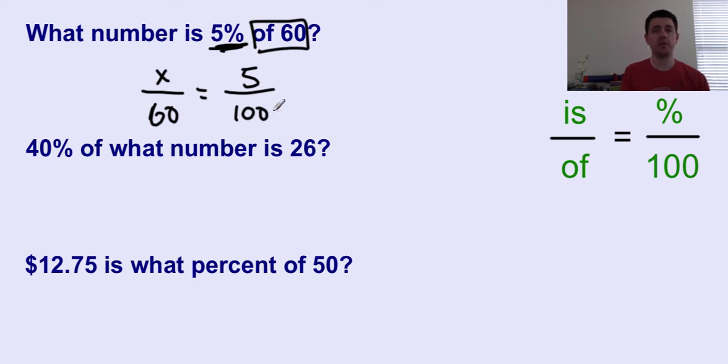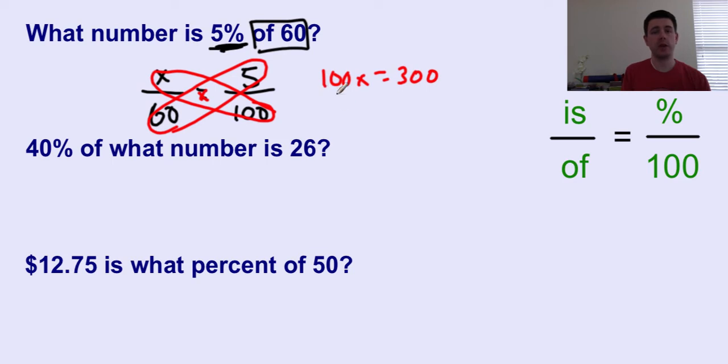So I've set up my proportion. Now it's time to solve it. Remember, to solve a proportion, use your cross products. So 100 times x is 100x. 60 times 5 is 300. And then I want to see the work. How did you solve that proportion? Oh, sorry, 100, not 1,000. Divide both sides by 100, and x is equal to 3. That's simple. So let's try another one.